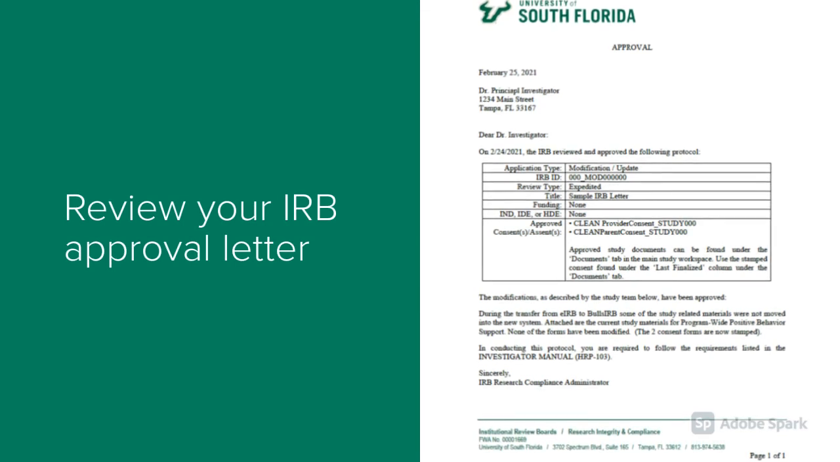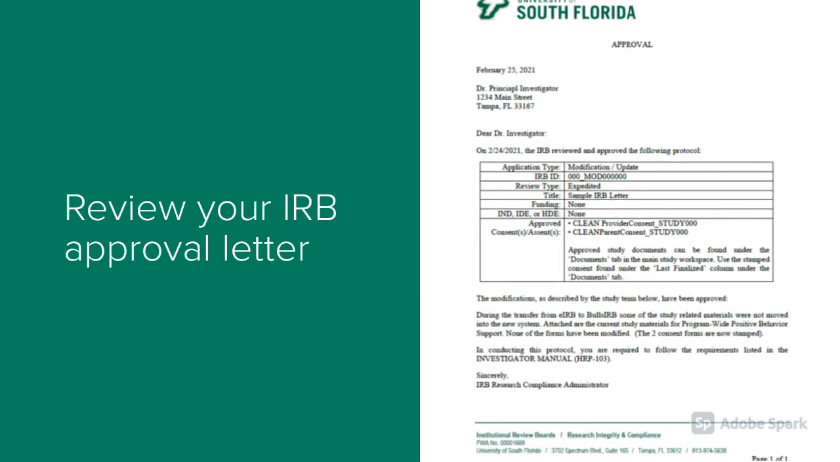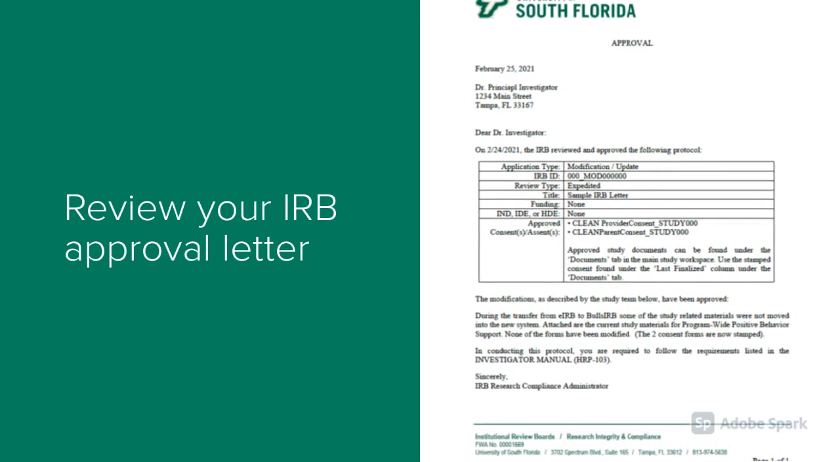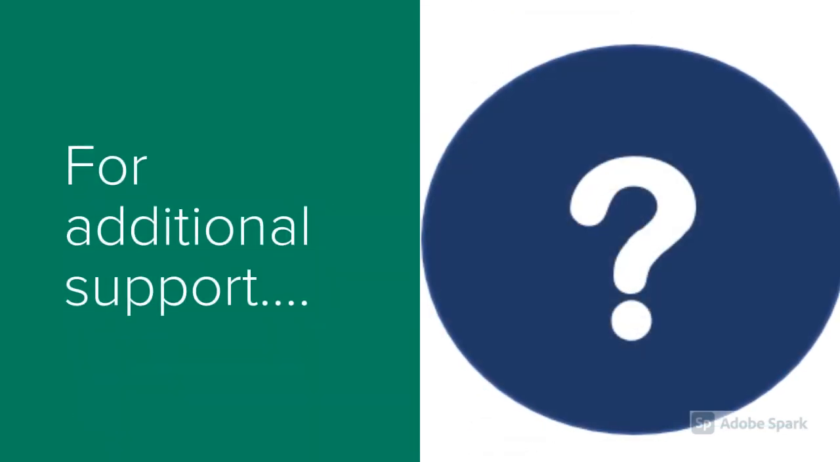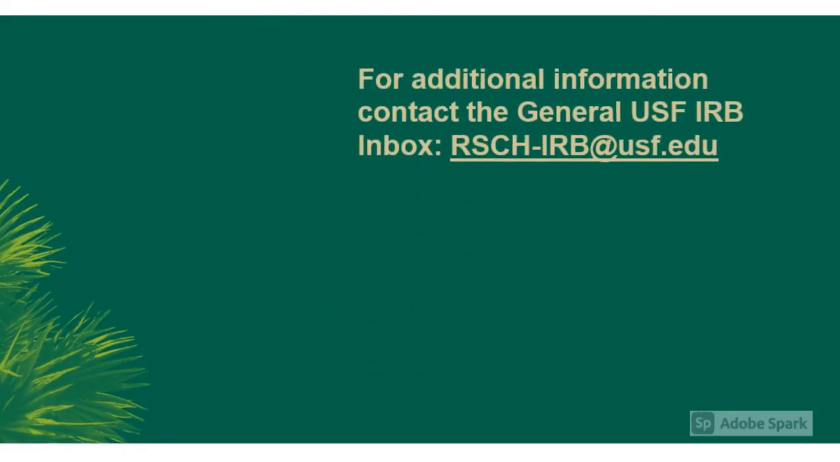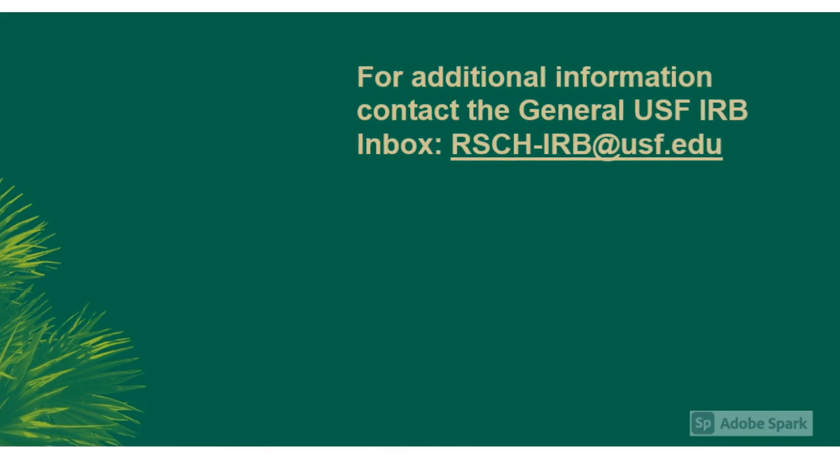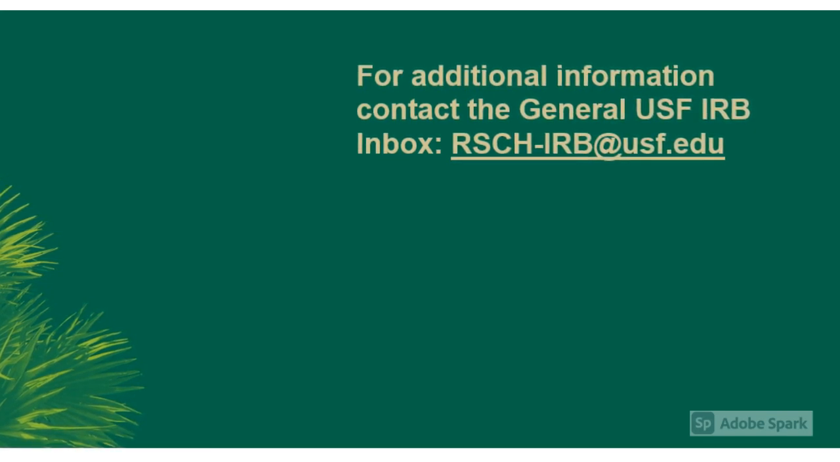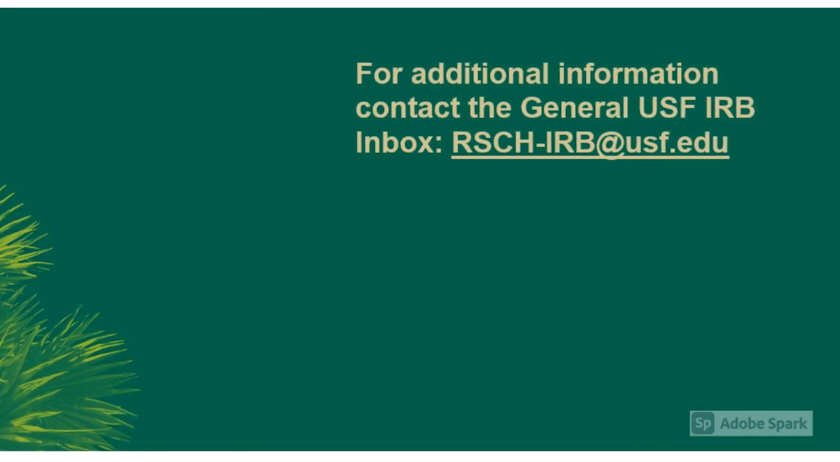Once your modification application is approved, you will be notified via email, and you can log in to BullsIRB to view your approval letter. For additional support with any questions in the BullsIRB application, click the question mark icons. You can also send an email to the General USF IRB inbox at rsch-irb@usf.edu.